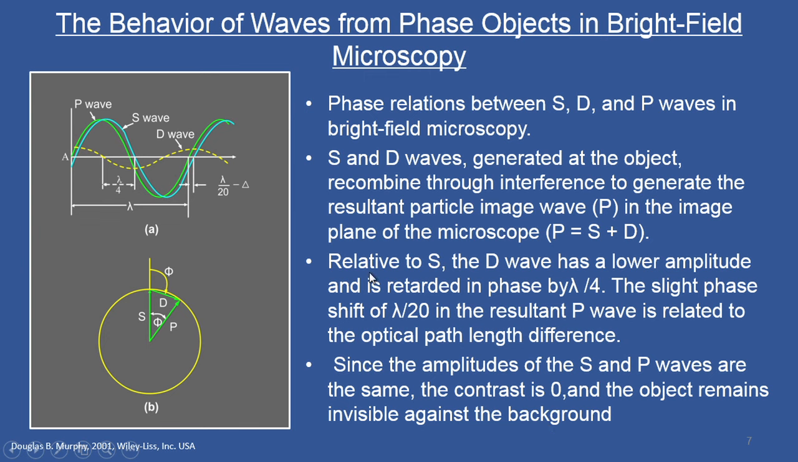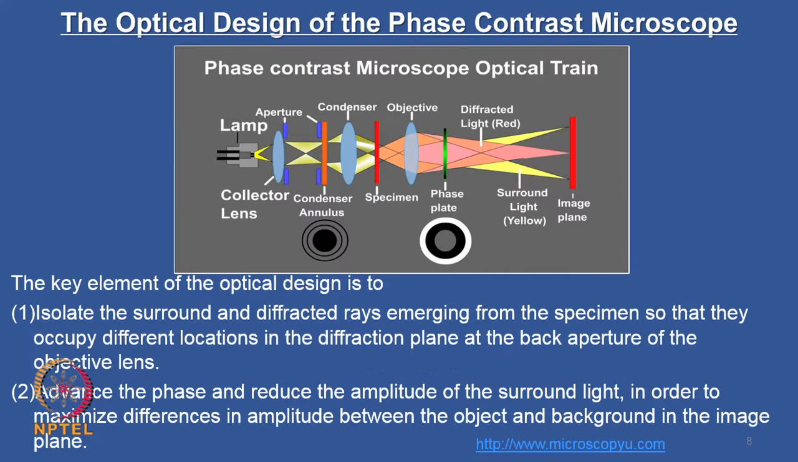So, that is why, under bright field illumination, a phase object will not produce enough contrast. The very difference of going to phase contrast microscopy is well understood by looking at this slide. Now we will see how this phase contrast optical design is set up in order to produce contrast.